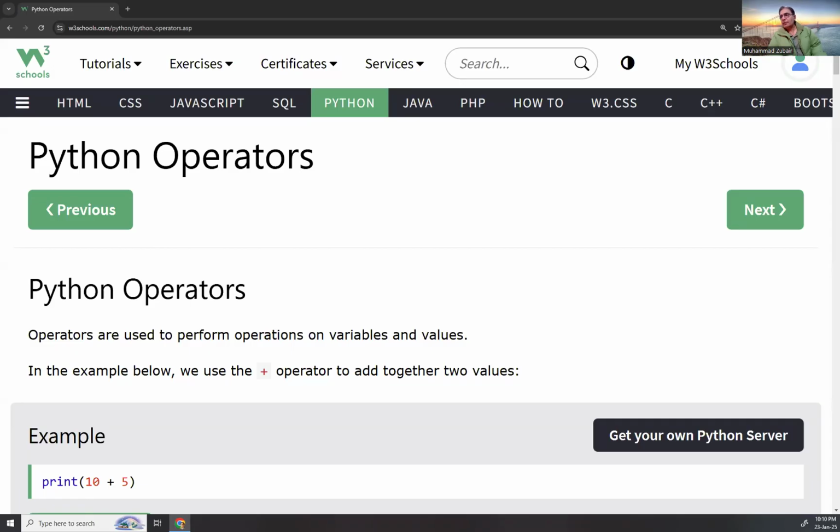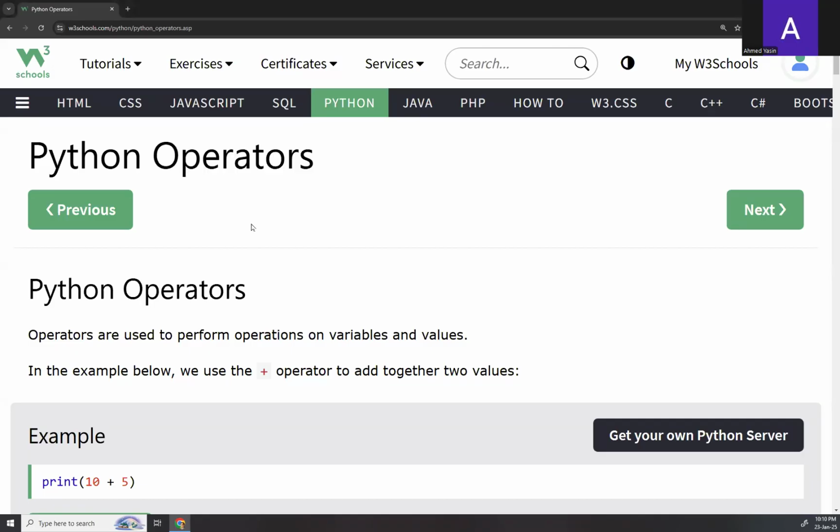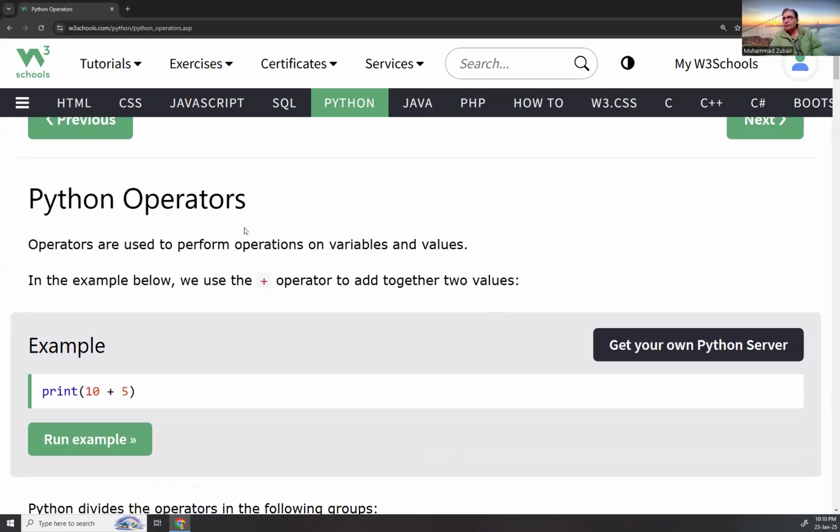Okay, we are starting another topic in Python, and it is Python operators. This is an interesting topic today. Operators are used to perform operations on variables and values. In the example below, we use the plus operator.